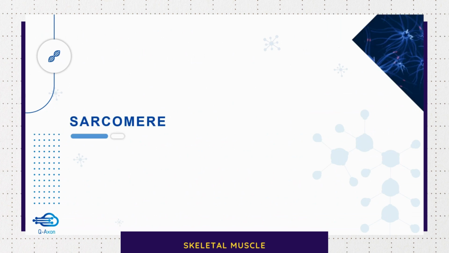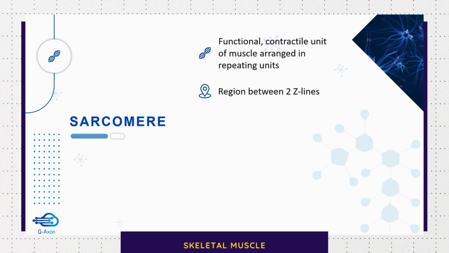So let's start by discussing the sarcomere. Now we already know that each myofibril is made up of repeating units which are called sarcomeres. So by definition, the sarcomere is the functional contractile unit of the skeletal muscle which is arranged in repeating units. So it is the smallest level at which the skeletal muscle contracts. Now it is the region between two Z lines. We will shortly look at what these Z lines are.